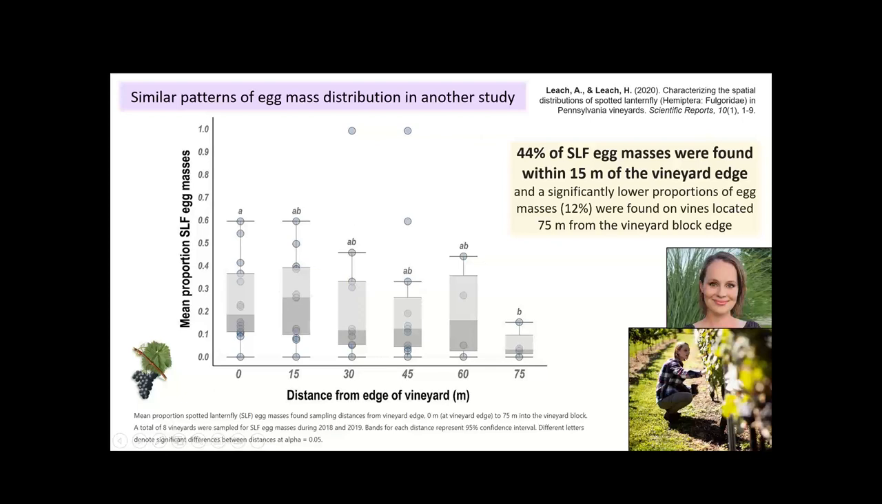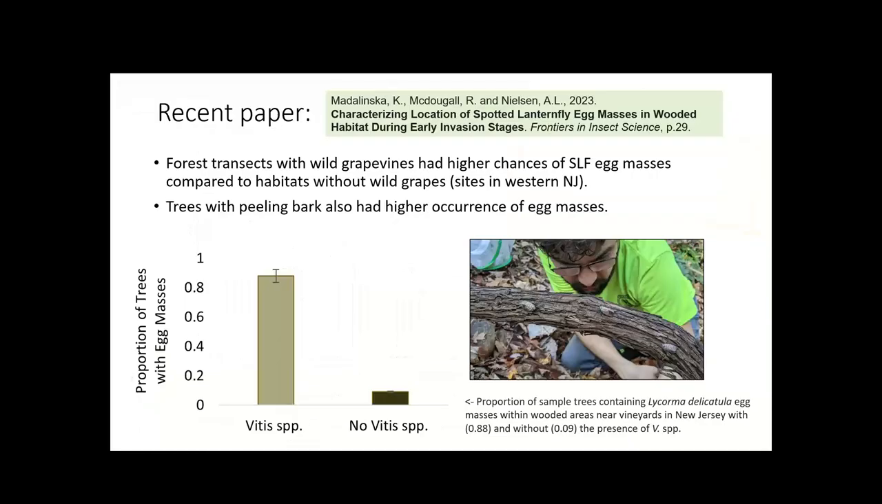Edge transects on the outer sides of the vineyard plots always had egg masses. Those deeper into the vineyard, not always. This paper actually just came out very recently from Ann Nielsen's lab. This was looking at egg masses in New Jersey and wooded habitats.